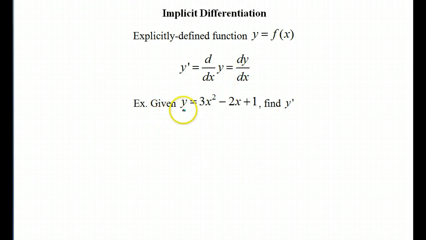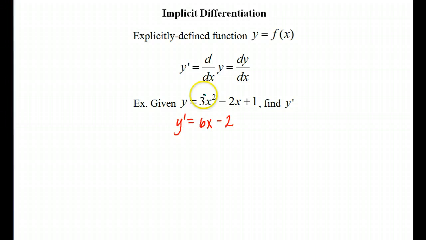So here's an example of an explicitly defined function. So y equals 3x squared minus 2x plus 1. And here we're being asked to find y prime. So here what we would do is we would jump straight to y prime equals, the power rule gives us 6x minus 2.